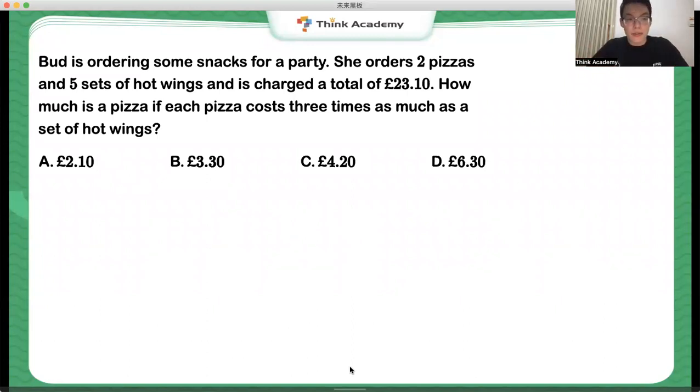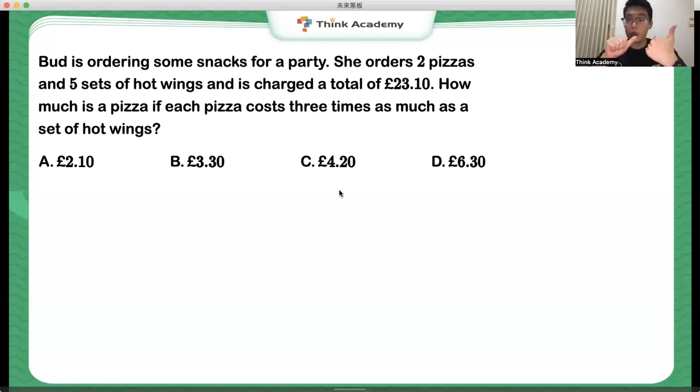So let's read the question together first. Bud is ordering some snacks for a party. She orders 2 pizzas and 5 sets of hot wings, and it's charged a total of £23.10. So how much is a pizza if each pizza costs 3 times as much as a set of hot wings? All right.